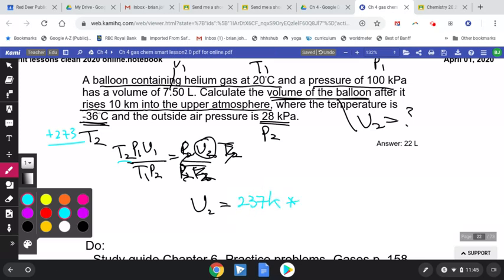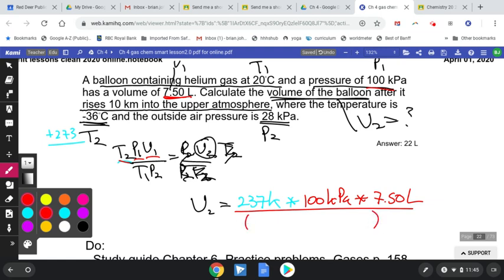Let's go red. Okay, so that's temperature 2, pressure 1. Pressure 1 is 100 kPa. Volume 1 is 7.50 liters. And in the bottom in brackets is temperature 1. There's temperature 1, 20 degrees Celsius plus 273 is 293 Kelvin. Okay, so far so good.